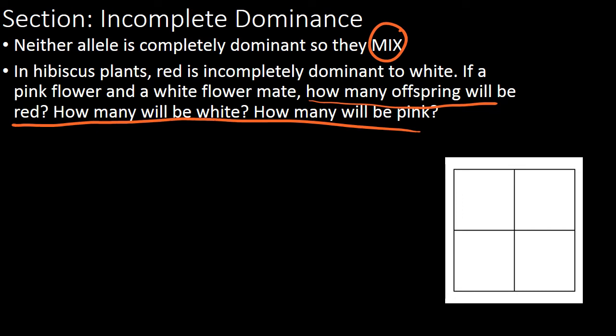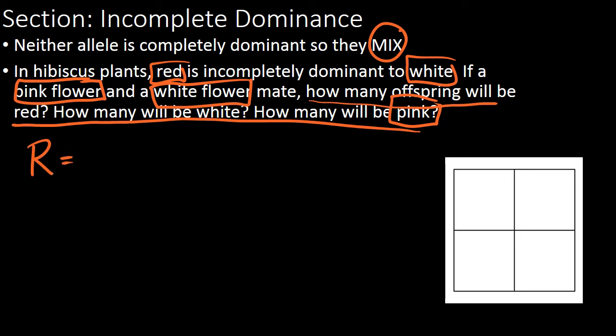Box in your traits. So red, white, pink. Notice I've got a third color in the question. You have to read the full question to get all the colors. Pink is a mixture of red and white, so I know this is incomplete dominance. Also, it told me in the question incomplete dominance, so look for those signs. I'm going to go ahead and box in what my parents are. So it said a pink flower mates with a white flower. Write down my letters.